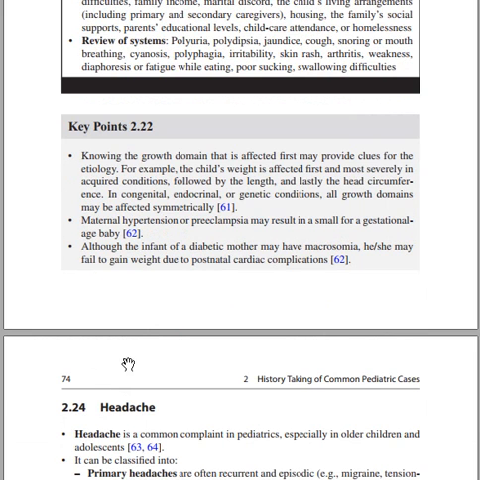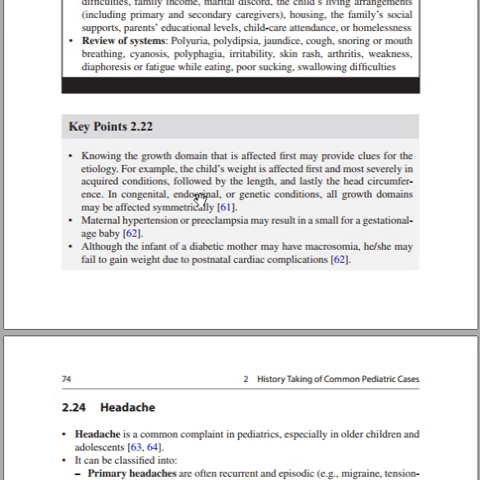Review of systems. So what are the key points on failure to thrive? Knowing the growth domain that is affected first may provide a clue for etiology. For example, if the child's weight is affected first, the next most severely affected in acquired conditions is the length, followed by the head circumference. The first thing that is affected is the child's weight, the second is the height, the length of the child, and the last is the head circumference. That's the growth pattern. And then there's also head circumference for age of a child.